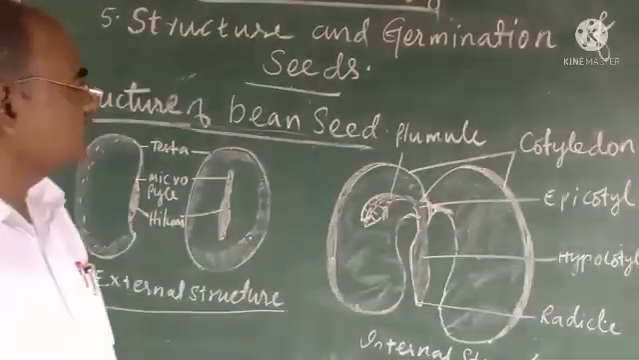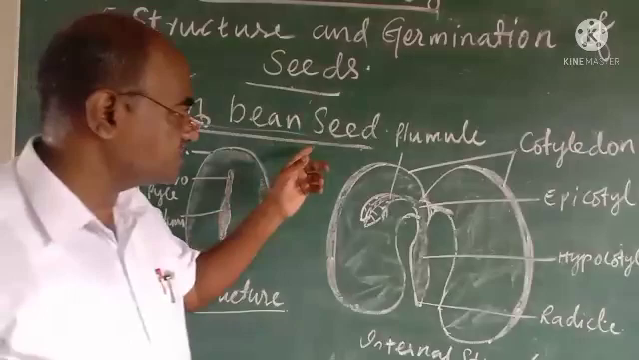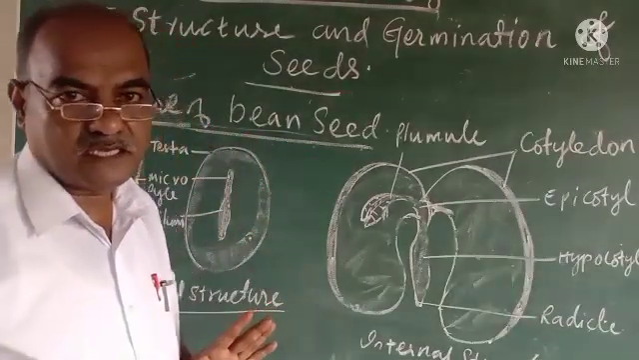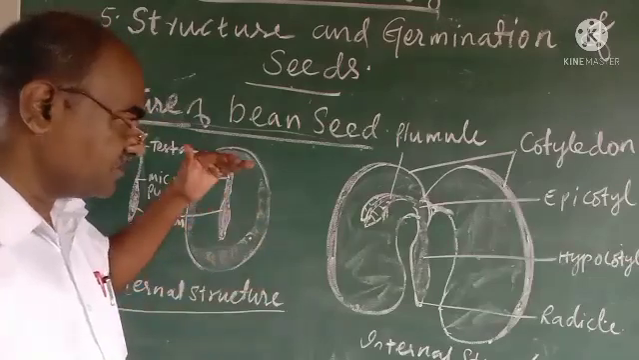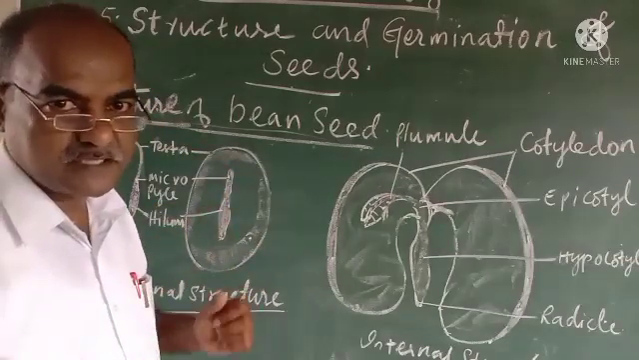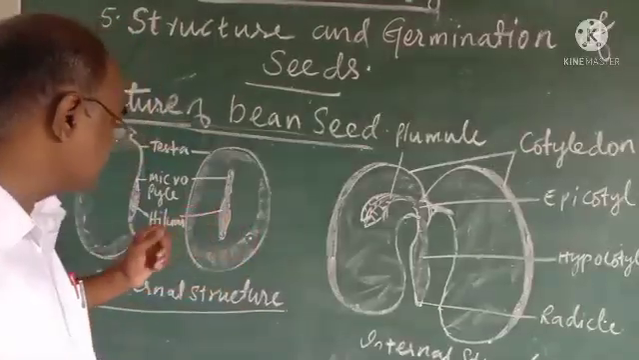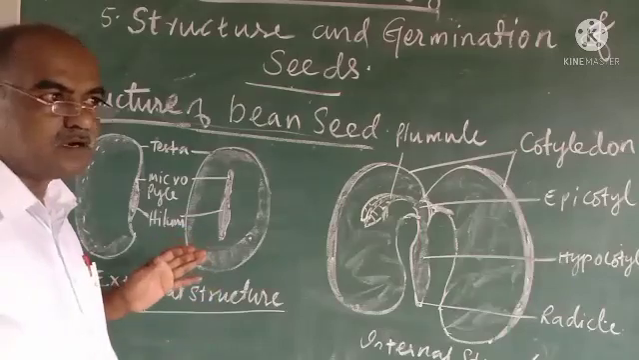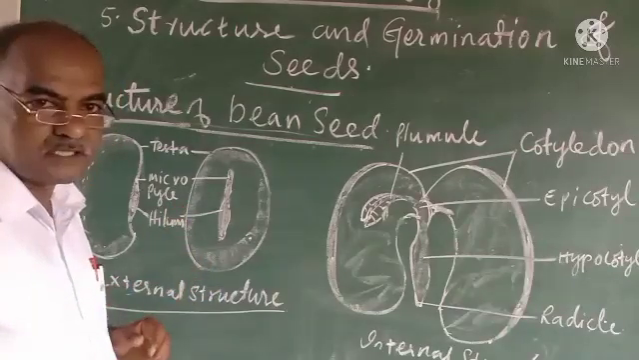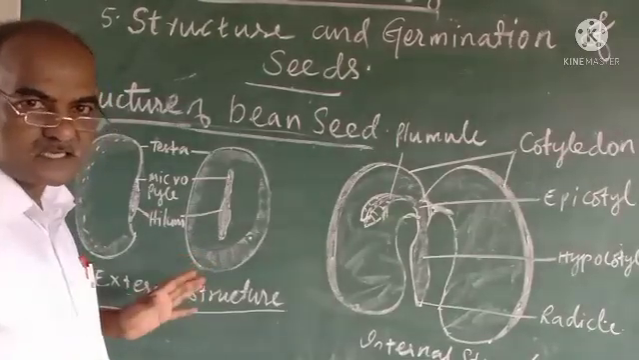Good morning, students. Last class we discussed the structure of the bean seed, that is, the dicotyledon seed. We have covered all the parts in the last class. Today we are going to discuss the diagrammatic representation, which is very important. Draw the diagram and label the parts of a dicot seed, the internal structure and external structure.